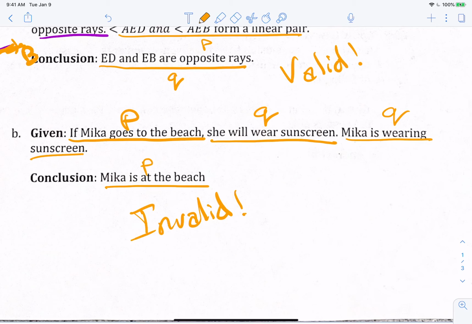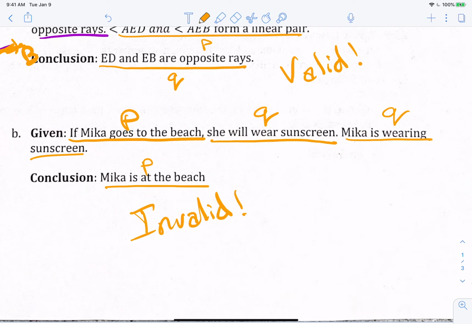I do not necessarily know. I know that if she goes to the beach, she's wearing sunscreen. But I do not know that if she's wearing sunscreen, she's necessarily going to the beach. It doesn't go the other way around, right? Because she could be at the park. She could be at the pool. She could be somewhere else, right? If she's wearing sunscreen, I don't necessarily know that. So this one is invalid.